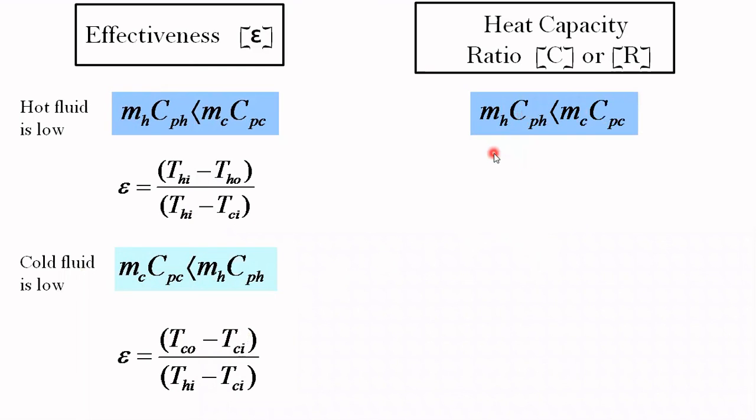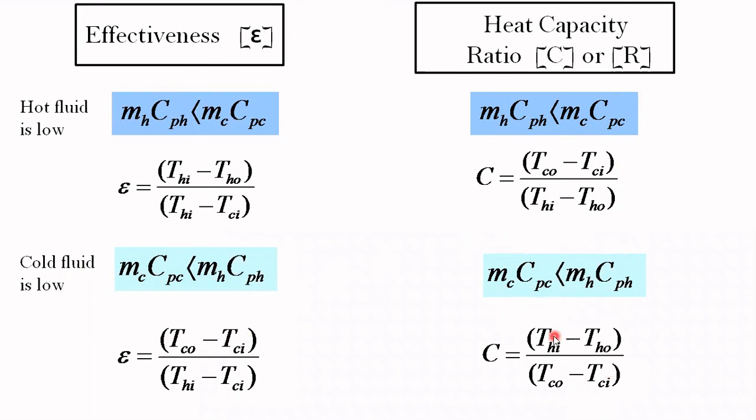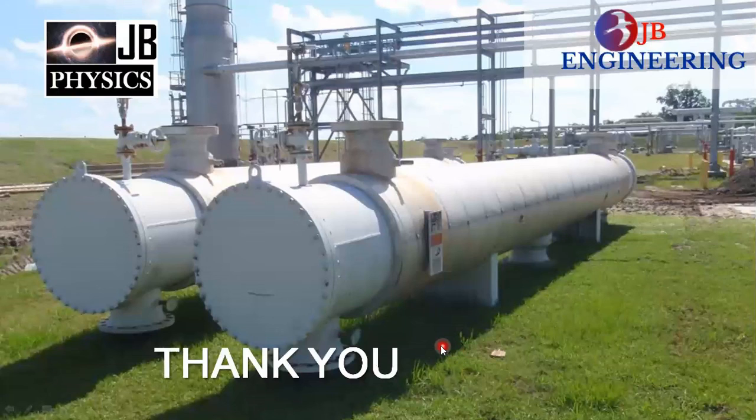And for heat capacity ratio, if MH into CPH is less, then you should write down its temperature difference in denominator, and the other fluid, that is cold fluid, its temperature difference in numerator, so TCO minus TCI. And here also if MCCPC is less, means in the denominator you have to write down TCO minus TCI, and the other fluid's temperature difference in numerator, so THI minus THO. So by solving the numericals, directly you have to write down effectiveness and heat capacity ratio in terms of temperature difference. Thank you so much.